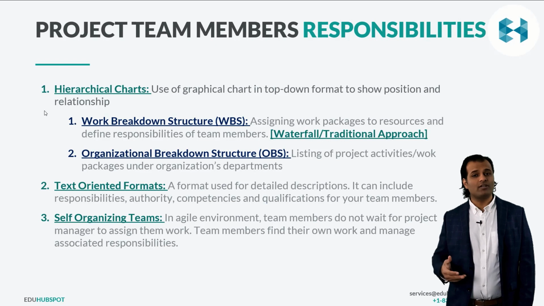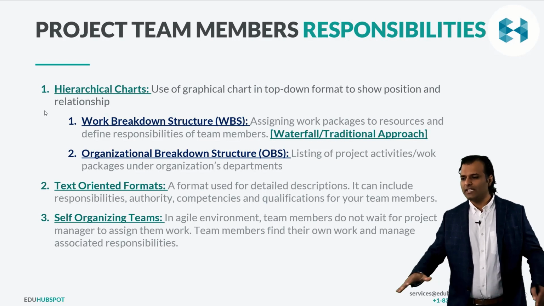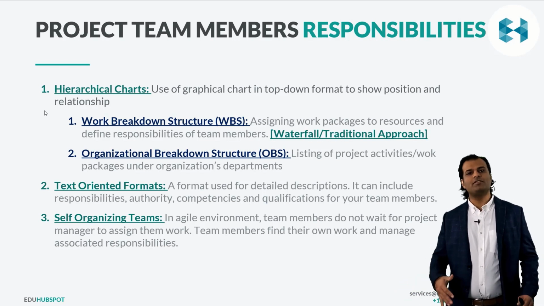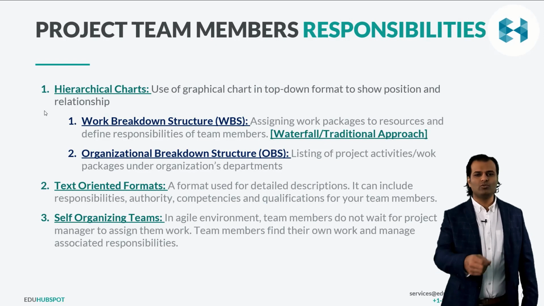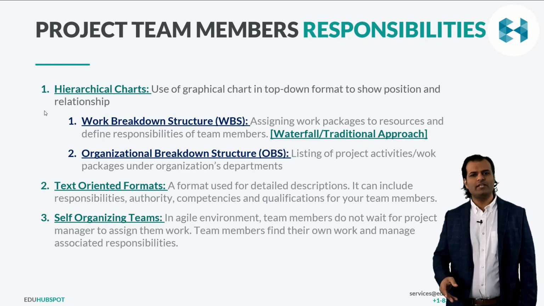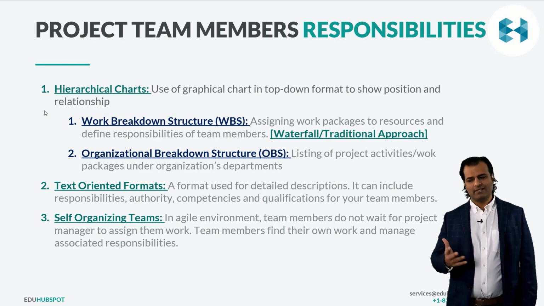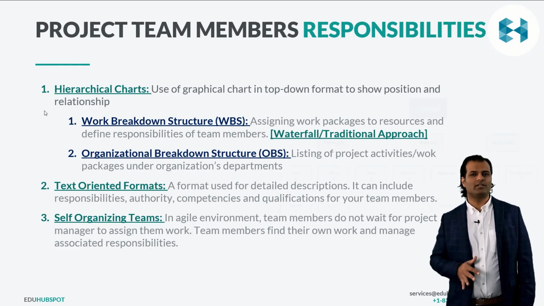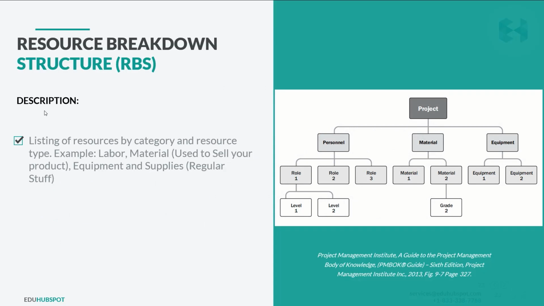Then you have self-organizing team, which is like, team organize themselves on their own. You don't have to tell them do this, do that. No, they know what needs to be done. They pick up the work and they do it together. Simple as that. This typically happens in agile, not in predictive, but that's how it is.